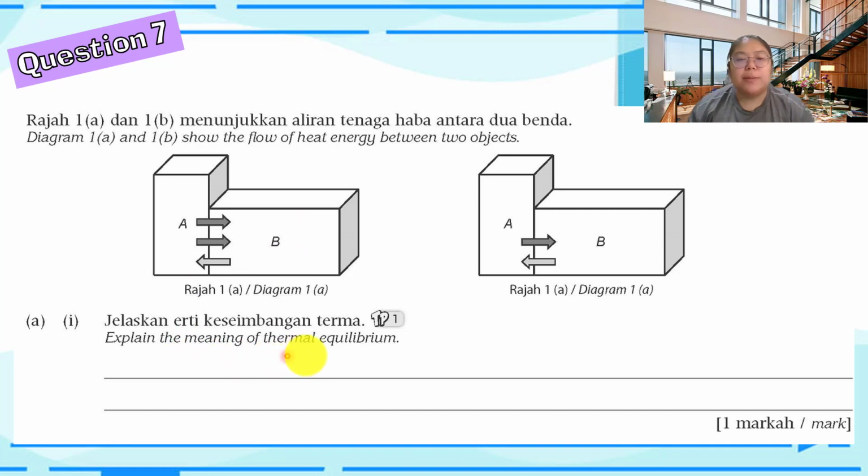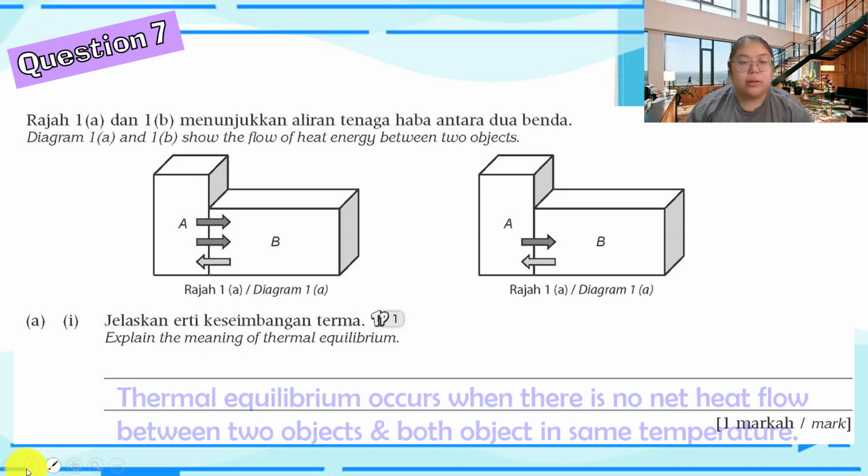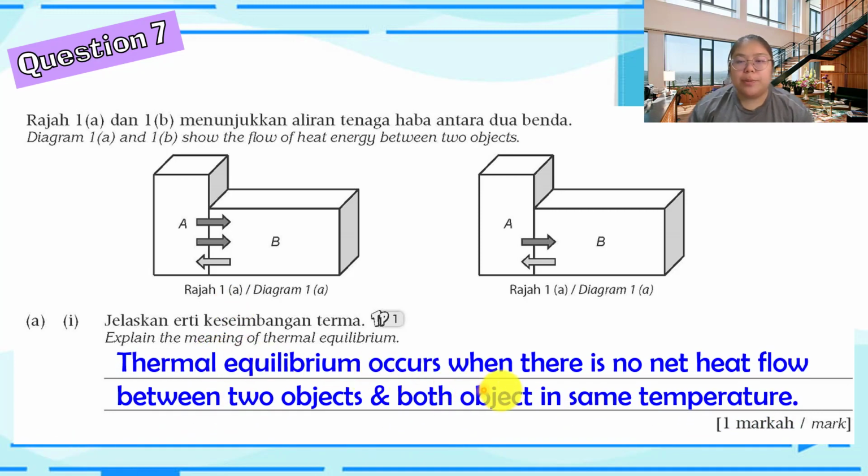Explain the meaning of thermal equilibrium. When you mention thermal equilibrium, there are 2 points. One is net heat flow equals 0. Another is both objects become the same temperature. Thermal equilibrium occurs when there is no net heat flow between two objects and both objects are at the same temperature. That is what we call thermal equilibrium.